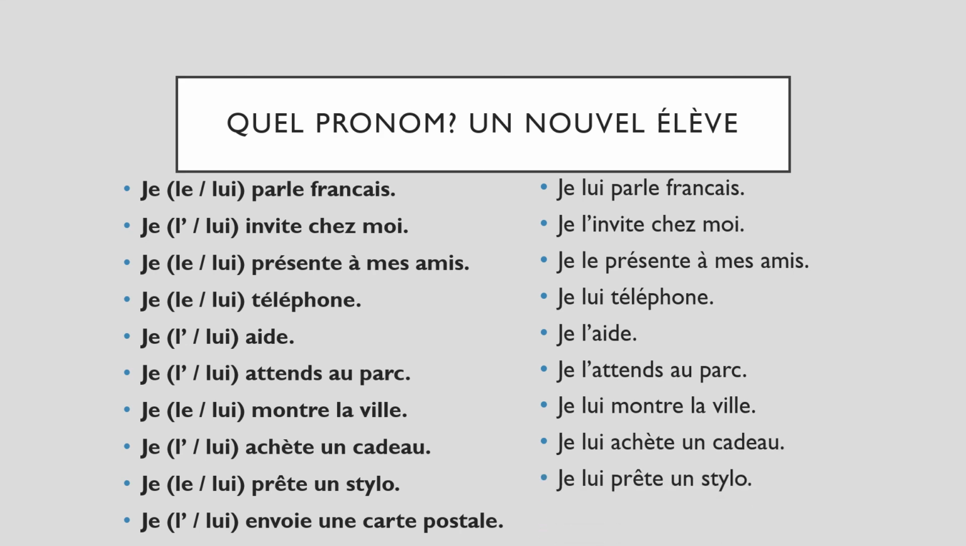I'm sending him a postcard, une carte postale. Let's see. Well, what's being sent? The postcard. Okay, so I need an indirect. Also, envoyer. That has to do with giving and receiving. Je lui envoie une carte postale.